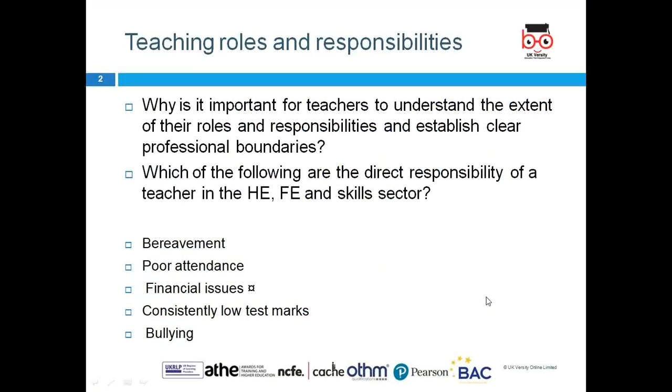So when we're looking at here, we're going to just look at teaching roles and responsibilities. So we need to understand why it's important for teachers to know what their roles are, what their responsibilities are, what their professional boundaries are. And then what do you think are the roles and responsibilities of, say, a teacher?